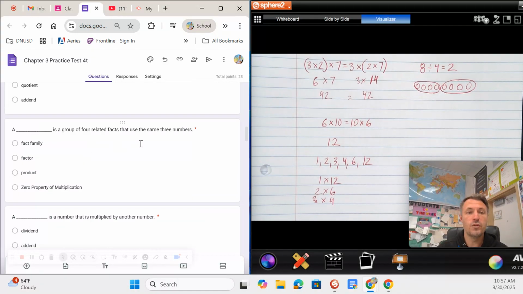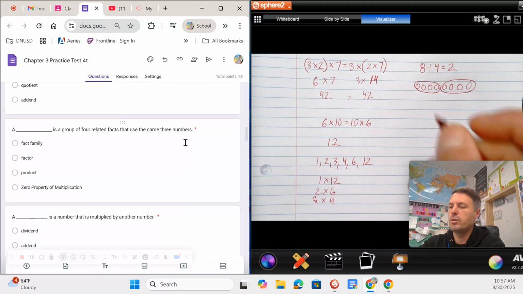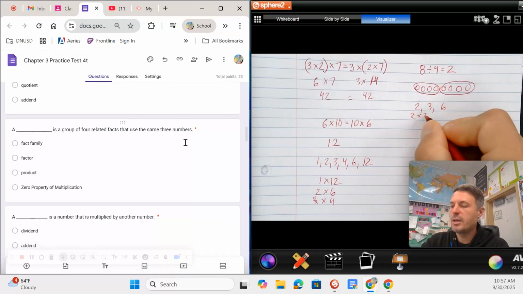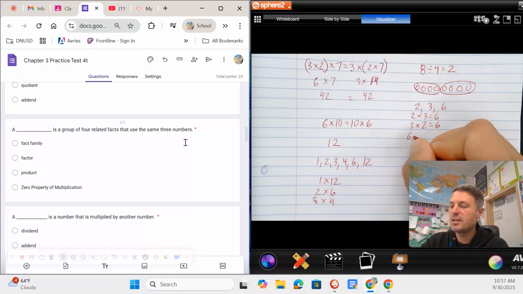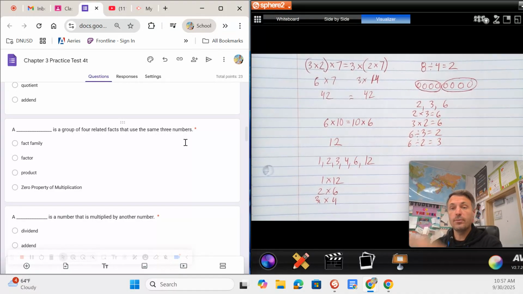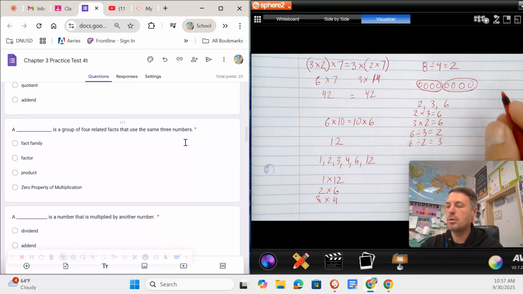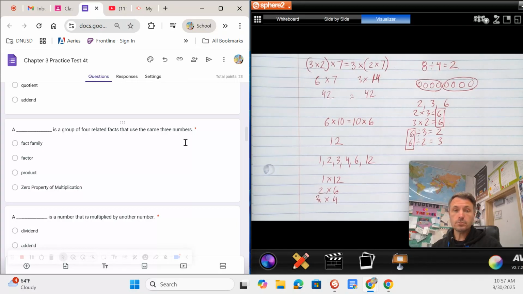And then a blank is a group of 4 related facts that use the same 3 numbers. So an example of that would be 2, 3, and 6, because 2 times 3 equals 6, 3 times 2 equals 6, 6 divided by 3 equals 2, and 6 divided by 2 equals 3. So the same 3 numbers can be used to make 2 multiplication problems and 2 division problems. And notice that the answer, the product, doesn't move for both multiplication problems, and whatever that answer is, it goes all the way to the left and becomes the dividend for both division problems. And that's called a fact family. So that's the correct answer there.